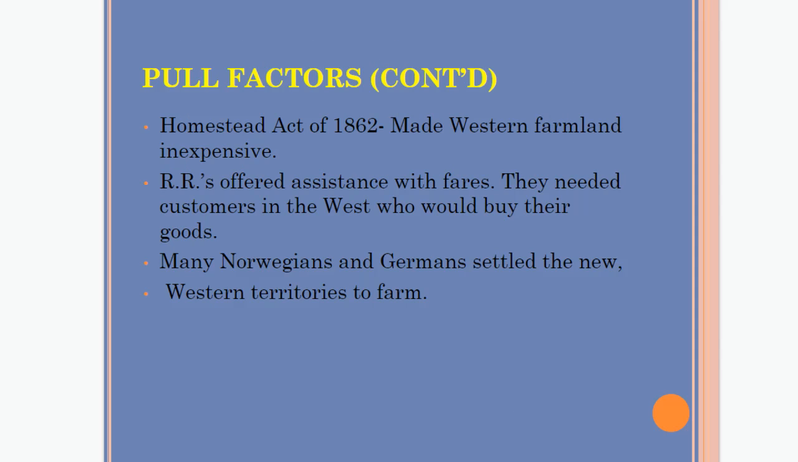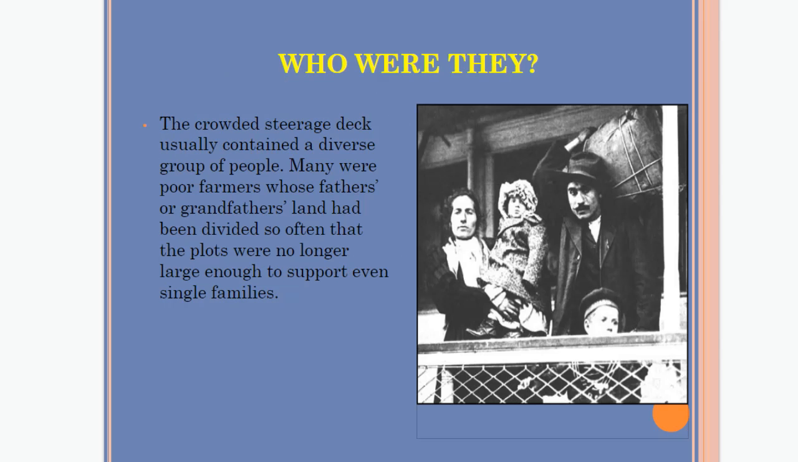The Homestead Act of 1862, which we've talked about before, made Western farmland inexpensive, and the railroads offered assistance with fares. They needed customers in the West who would buy their goods. So many Norwegians and Germans settled in the new Western territories to farm. They did things that they were comfortable with, and the United States offered that opportunity because of a very diverse climate. Especially with the lower cost, these new immigrants who didn't have much had a chance to settle in and be good at something.